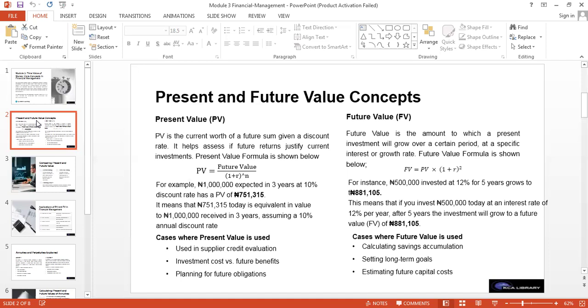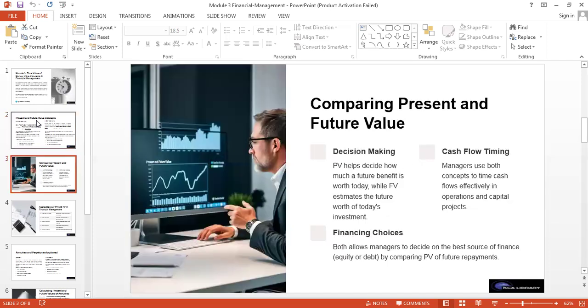So what are the cases where future value is used? The first is calculating savings accumulation, setting long-term goals, and also estimating future capital cost. When we compare present value and future value, we talk about decision making. PV helps decide how much a future benefit is worth today, while future value estimates the future worth of today's investment.